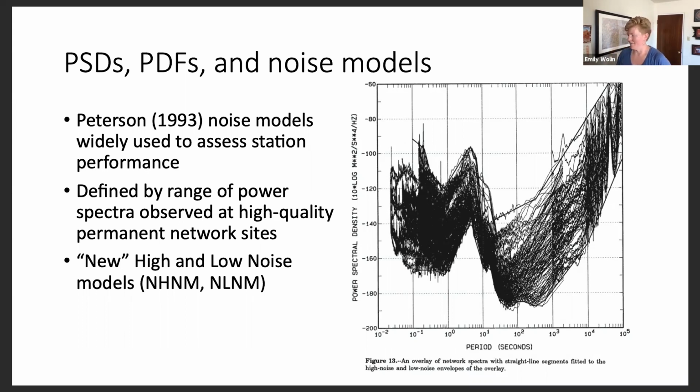So this low noise model is the lowest you will ever see noise at a given frequency or period on Earth, except in extremely rare cases, perhaps at high frequencies. This high noise model is sort of the upper bound for where it's useful for global broadband seismology. Again, if you have an accelerometer, there are different noise models for that. But these curves mostly represent operational goals for broadband networks.